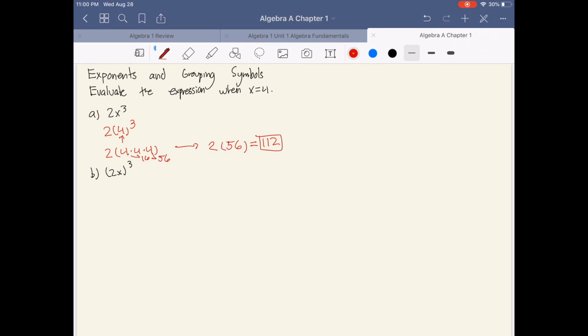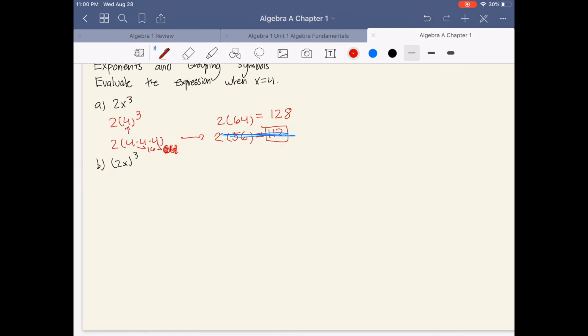My mistake. Correction. 16 times 4 is 64. Okay? That's 64. And after that, it's going to be 2 times 64. My mistake. Do not follow the first step. Now, 2 times 64 is going to give you 128. Okay? That is your answer for this question.